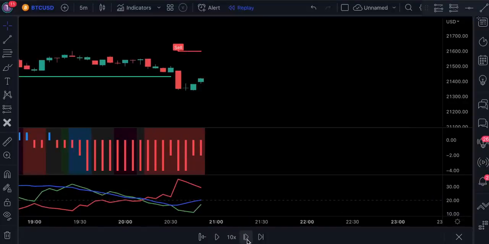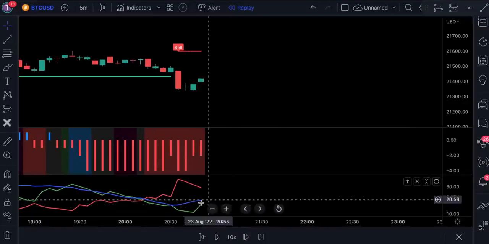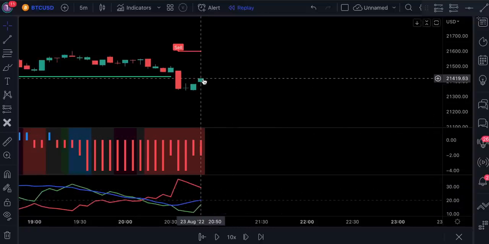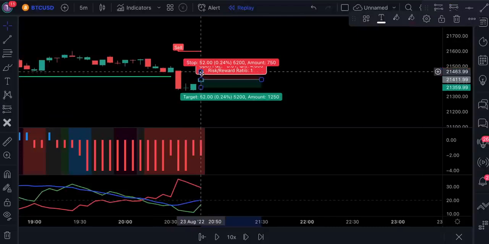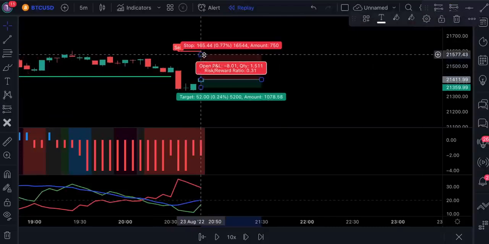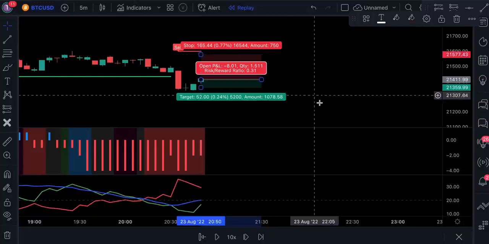A few candlesticks later, we see that the line finally meets our requirements and the current price is actually better than our initial entry price. Our stop loss will be set at the recent swing high, and we're going to be targeting 1.5 times the risk.